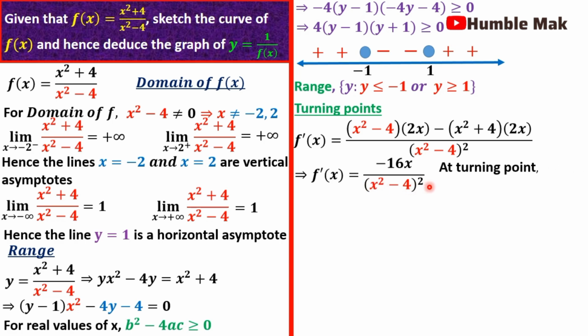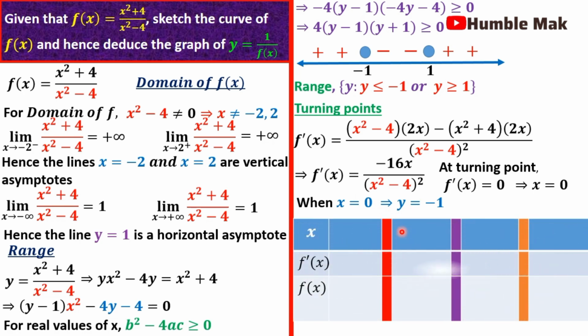So friends, at our turning point, we must have f prime of x equal to 0. If this becomes 0, it means the top is 0, and the only number that can make the top 0 is x equal to 0. At this point when x becomes 0, we come back to the original function. We plug in 0 for x, we have 0 plus 4 over -4, friends, we have -1. So when x is 0, y becomes -1 for the turning point.